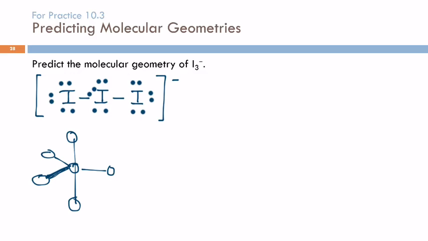We have how many lone pairs on the central atom? 3. 1, 2, 3. Those need more space. This is one where the angles aren't the same. These angles are 120, and these angles are 90. So we're going to put the lone pairs in the skirt here, around the equator, because they have more space there.